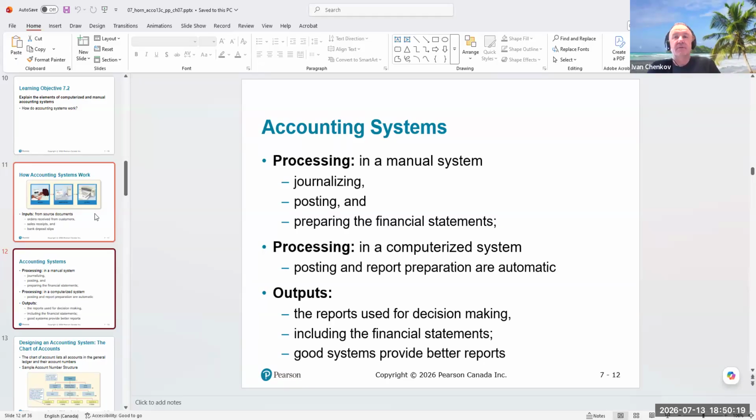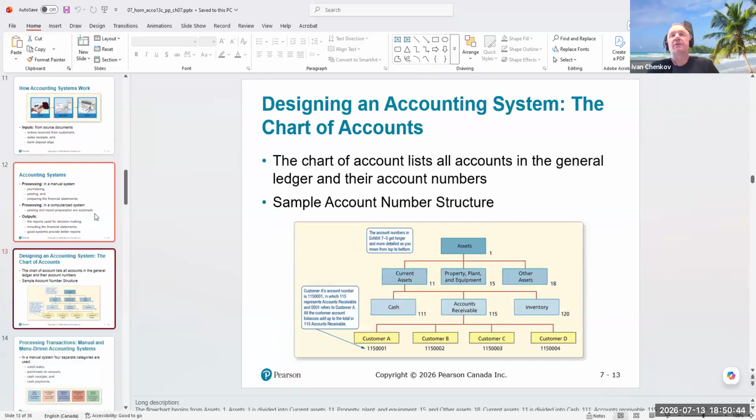So a good system obviously is going to provide better reports for the customer's needs. But again, every good system comes with a good price. Now the question is how much you're willing to pay to see a report, which may be good, may be not so good. But again, everything comes with a cost and benefit analysis. How are we going to design this accounting system? Well, in the design of an accounting system, everything starts with the chart of accounts and the list of those accounts.